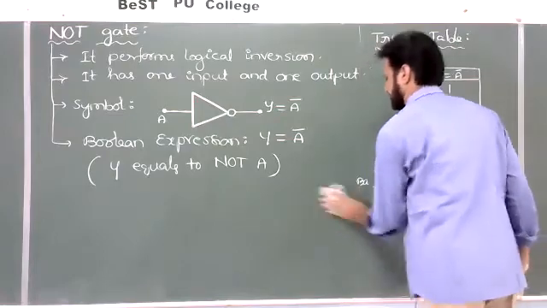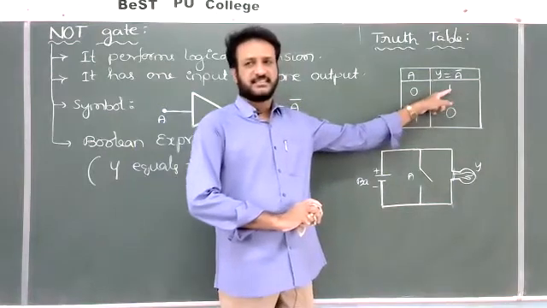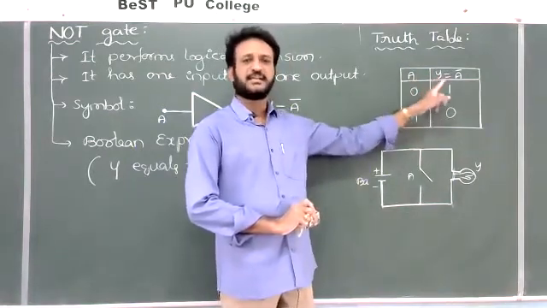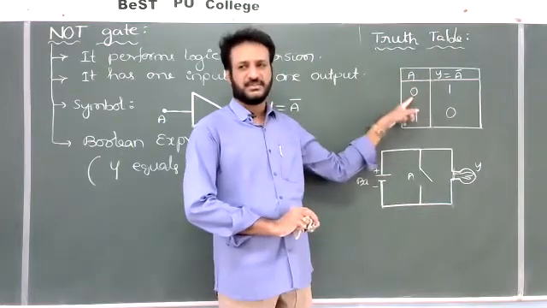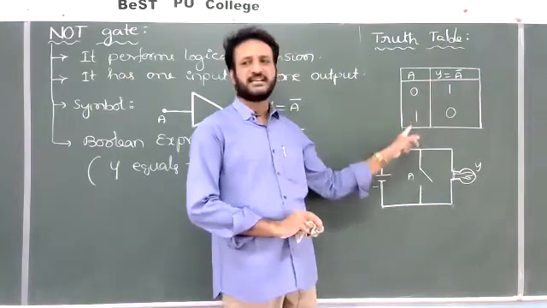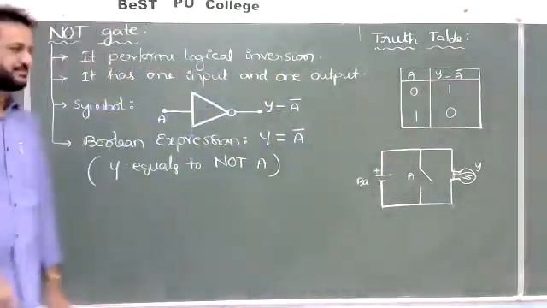Observe carefully. The output of NOT gate is high when input is low, and vice versa. The output of NOT gate is low when input is high. Exactly, both are reverse. You should write. We can note down that point also.